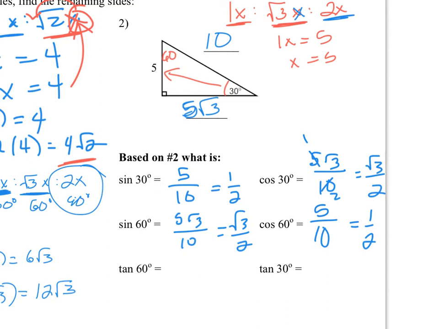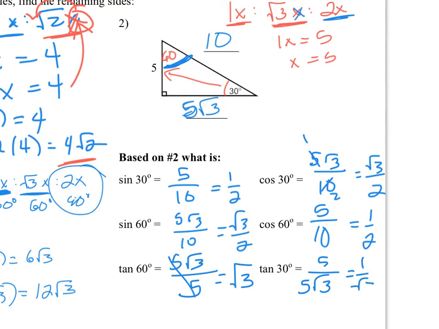Awesome. Okay, tangent of 60. The tangent of 60, remember this is your 60 here. So opposite is 5 radical 3. Adjacent is 5. So tangent of 60 is just radical 3. Those cancel themselves out. Tangent of 30, opposite over adjacent. So it's 1 over radical 3. We rationalize, so it's radical 3 over 3. So those are some major values that you have to remember.